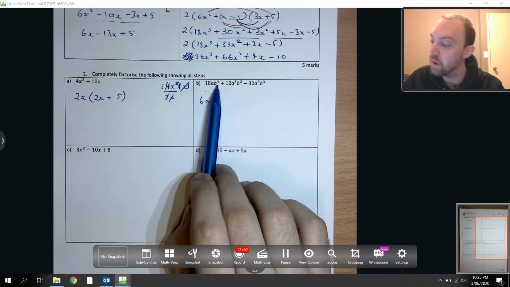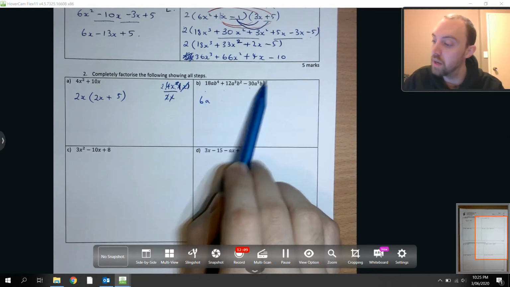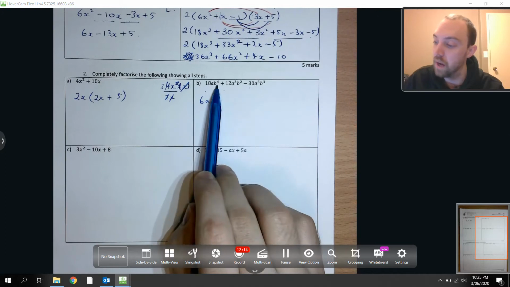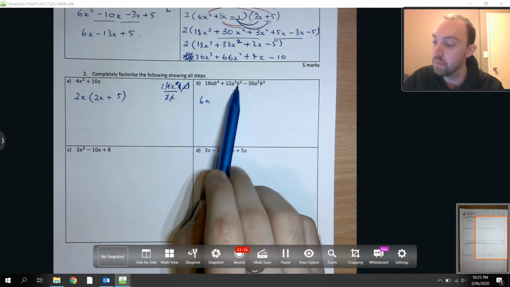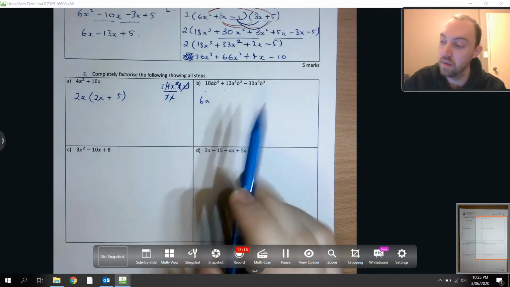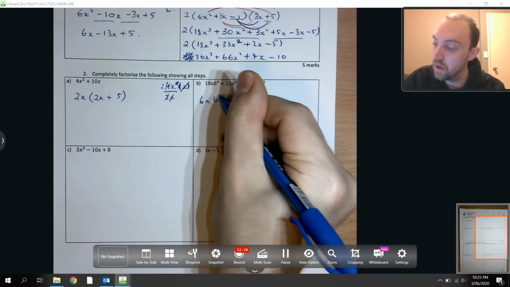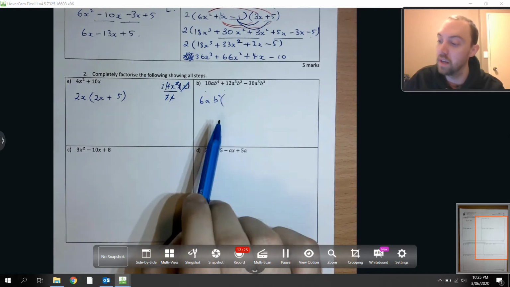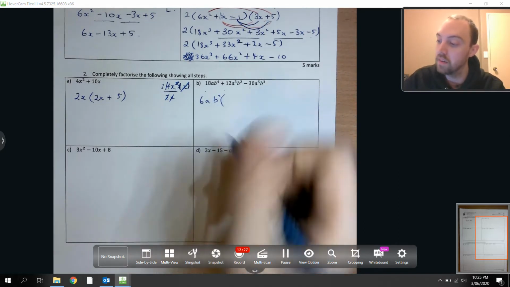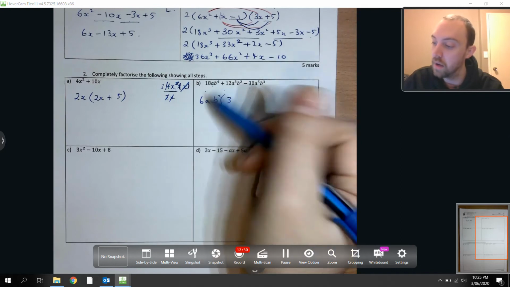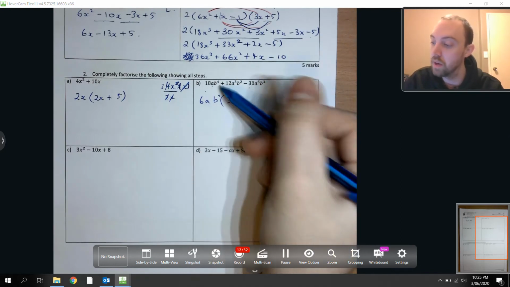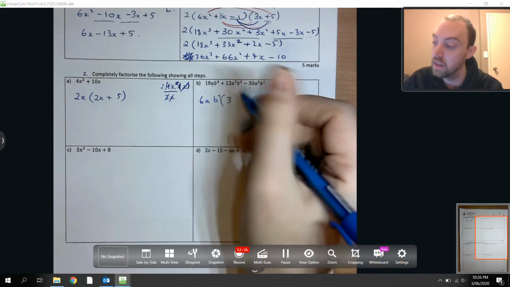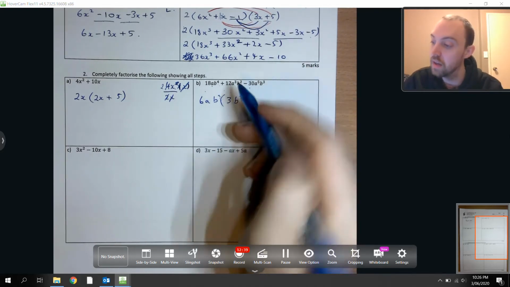With the next one, I've got b to the power of 4, b squared, and b cubed. Alright. Each of these terms can be divided by, looks like b squared is the highest power I can bring out there. So now I'm dividing each of these terms by 6ab squared. 18 divided by 6 is 3, a divided by a is 1, b to the power of 4 divided by b squared is b squared.